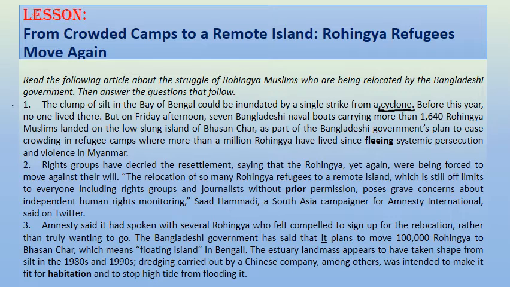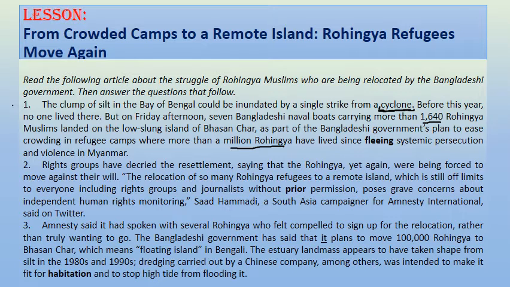Before this year, no one lived there on this island. But on Friday afternoon, 7 Bangladeshi naval boats carrying more than 1,640 Rohingya Muslims landed on the low-slung island of Bhasan Char as part of the Bangladeshi government's plan to ease crowding in refugee camps where more than 1 million Rohingya have lived since fleeing systemic persecution and violence in Myanmar.